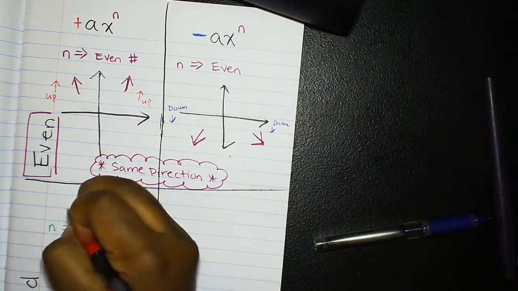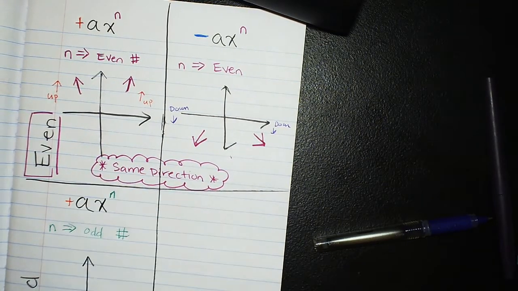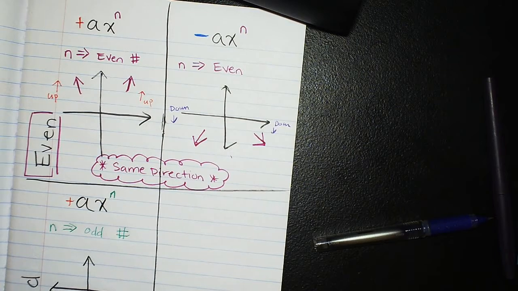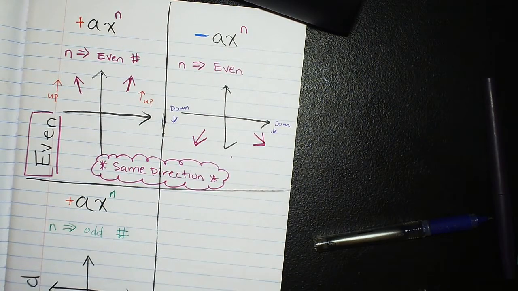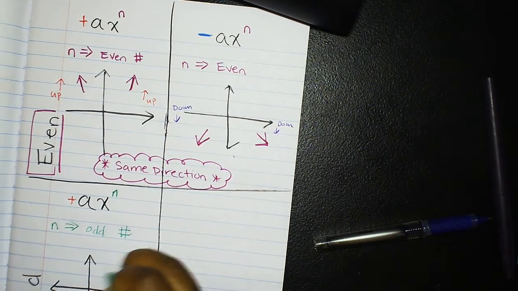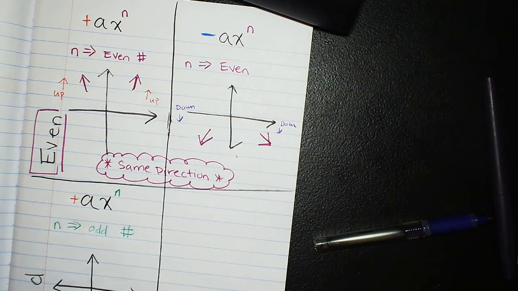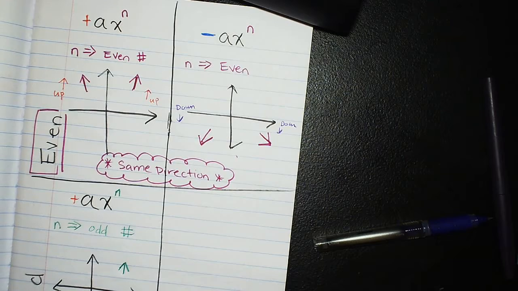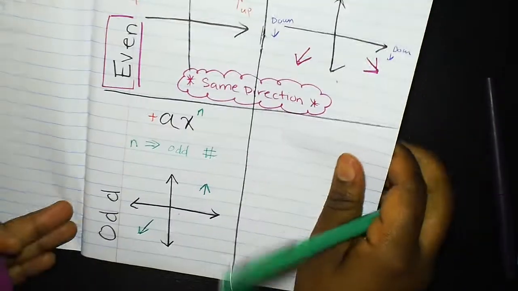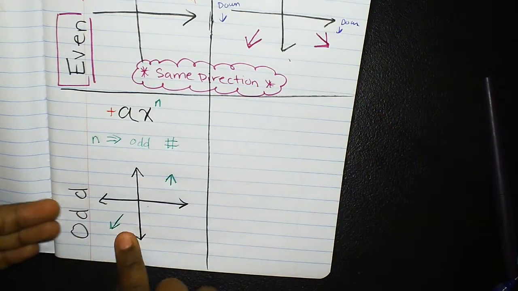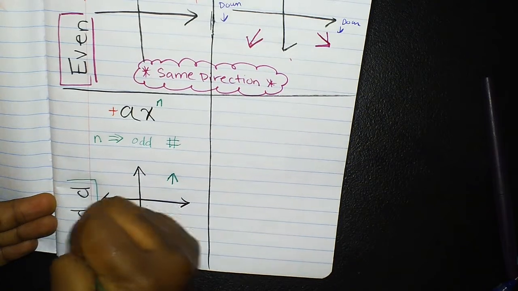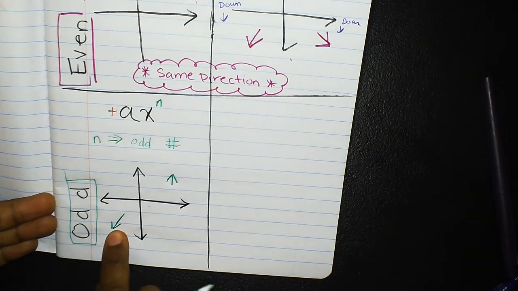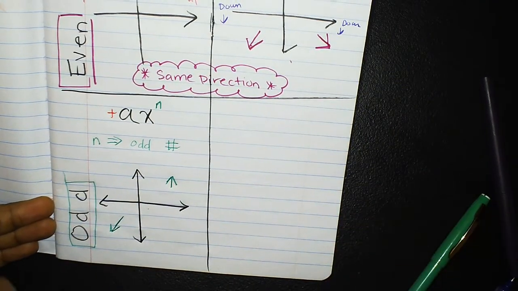So if I have a positive leading coefficient, my a is positive, the graph will start down, right? But it would end pointing up. Oh, let me scoot it up. Y'all didn't tell me y'all couldn't see. This is for odd functions. It will start down and end up.